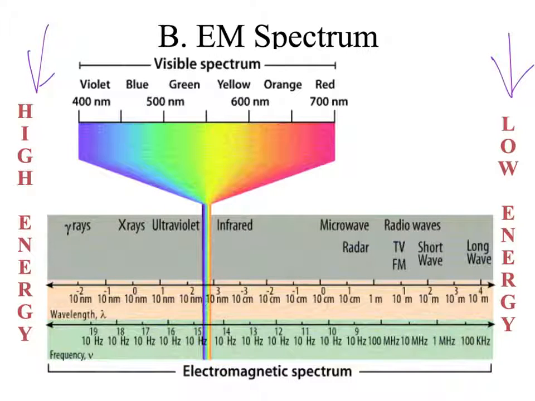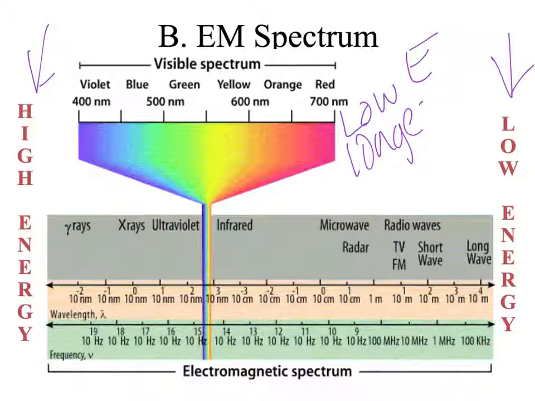The visible portion is what we're used to seeing, the colors of the rainbow, and if you notice, it's a very small portion of the entire electromagnetic spectrum. And so if you look at the colors of the rainbow, if you will, this is the low energy side over here. So this is low. Red light is the lowest energy. It's also the longest wavelength.